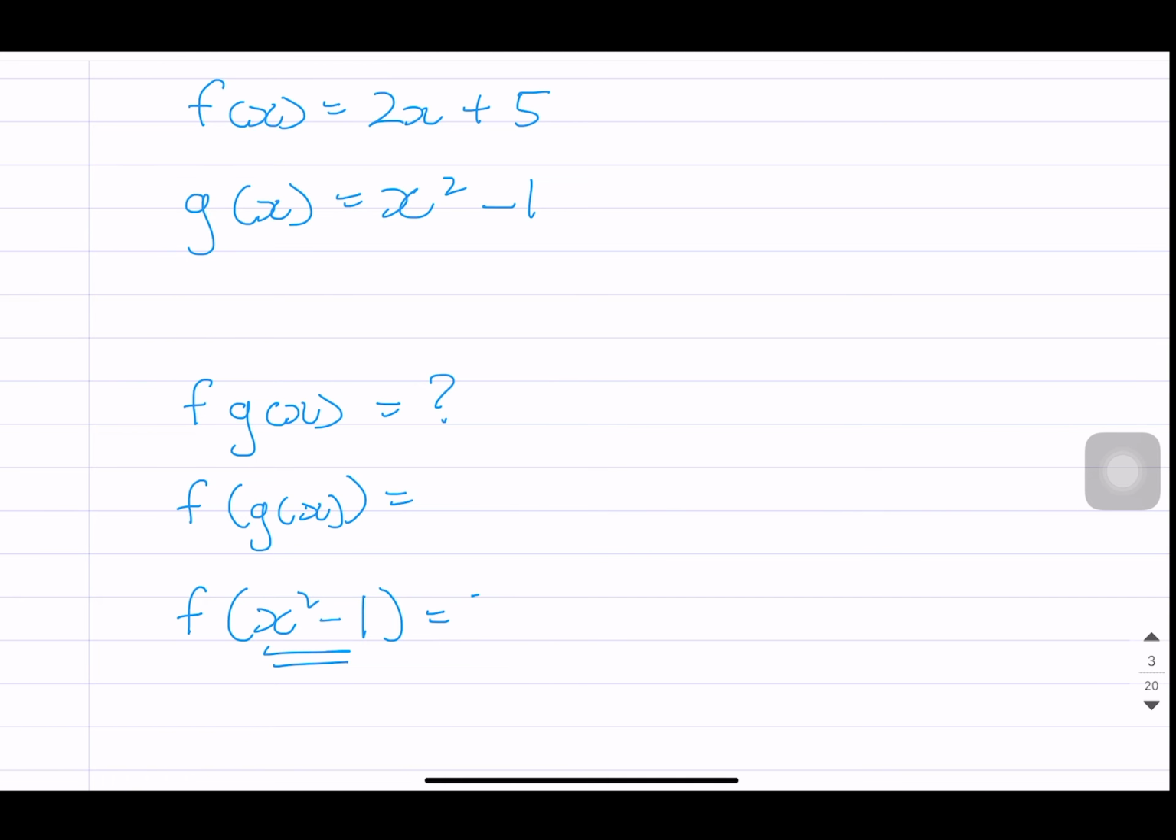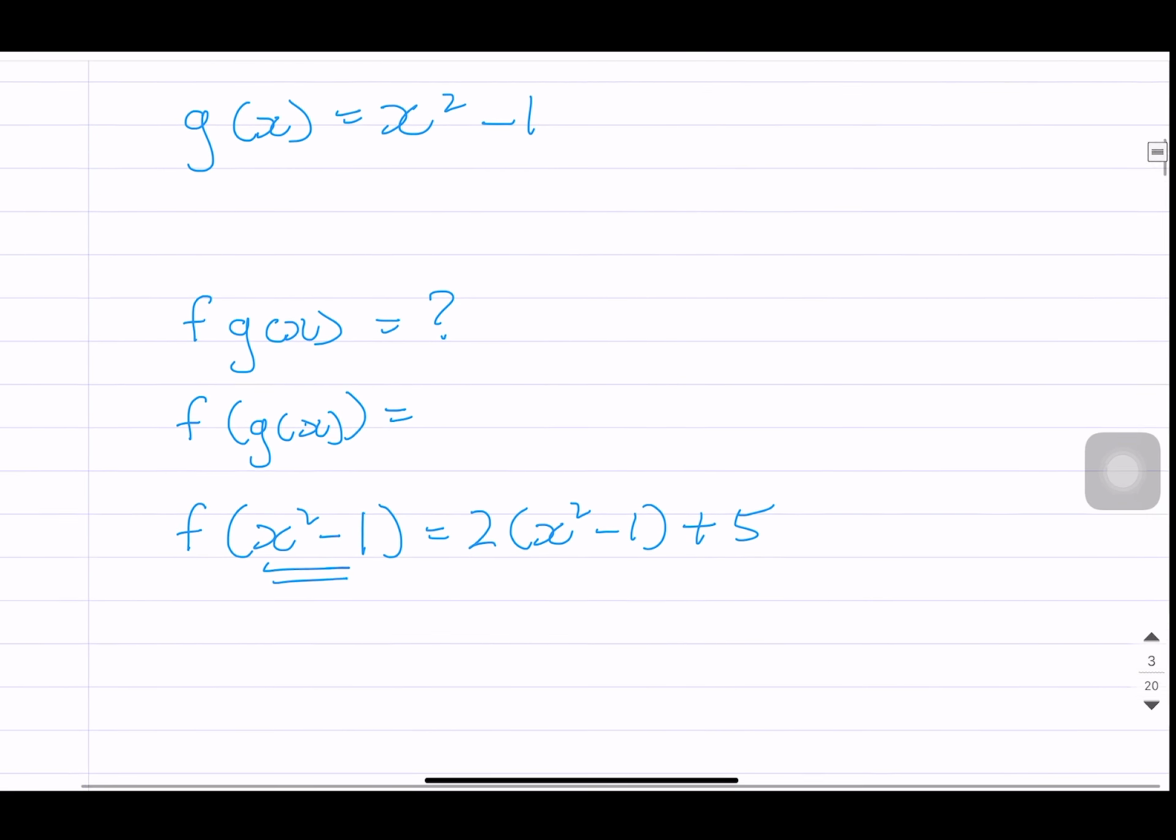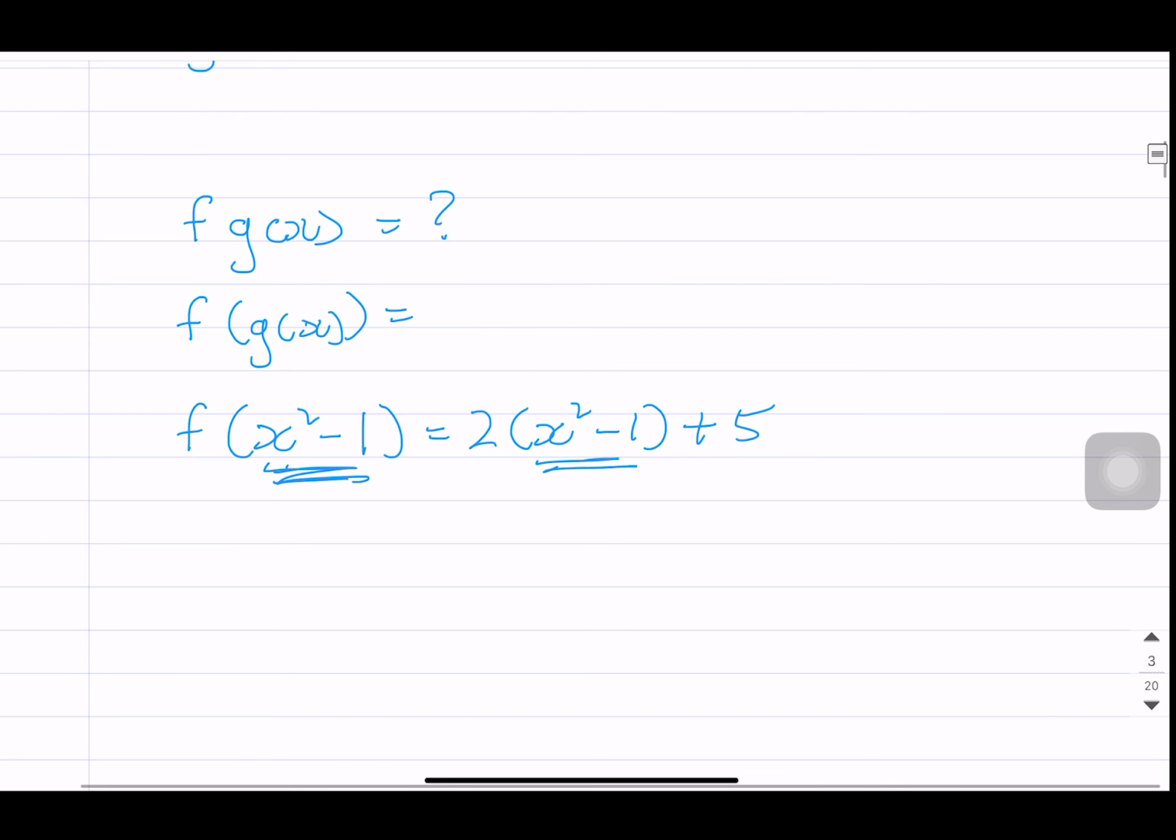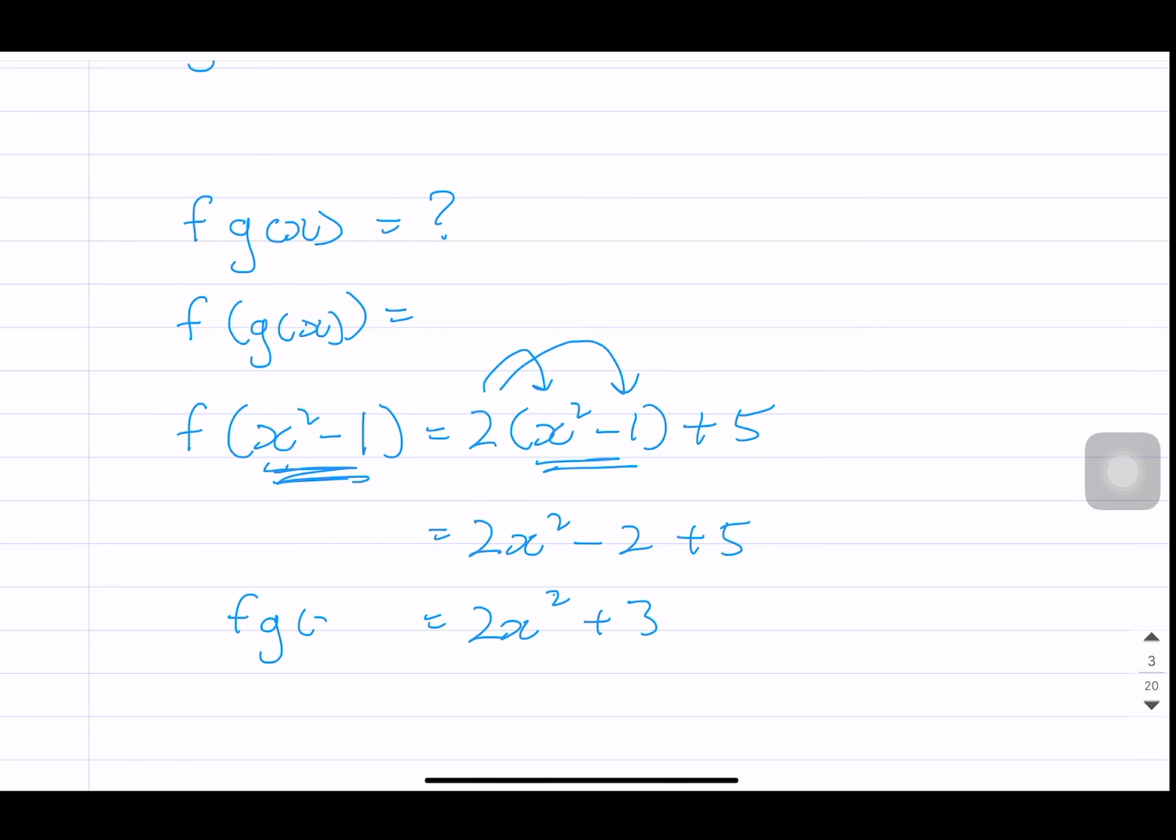That is quite simple, because that is 2 bracket x squared minus 1, plus 5. Just like before, this equals this, and therefore we just have to expand it to get the exact answer: 2x squared minus 2 plus 5, which is 2x squared plus 3. Finally, we always write the ultimate answer, f of g of x equals this. That is how you combine two functions together, and this is called a composite function.